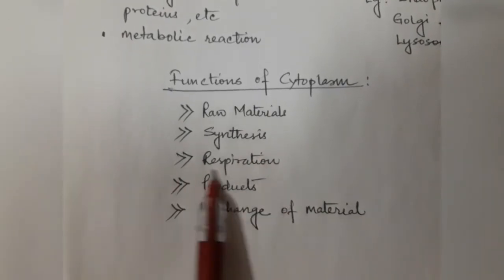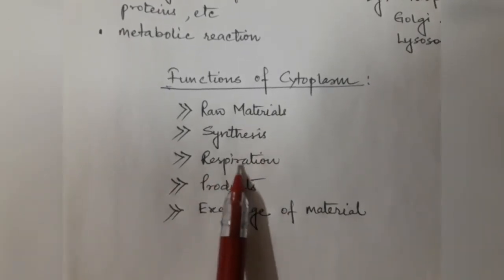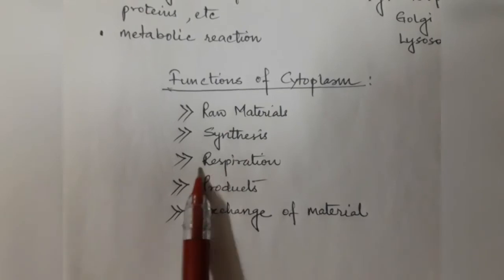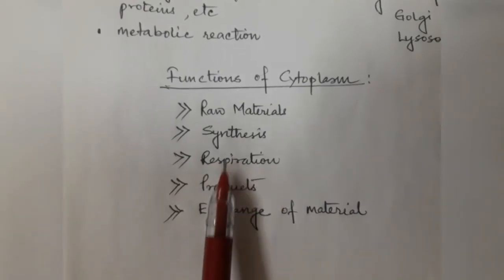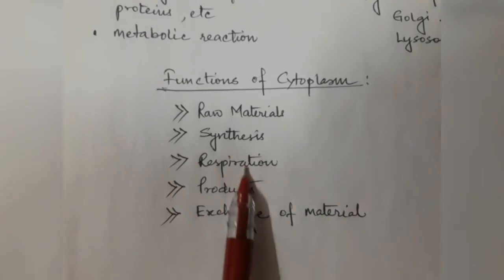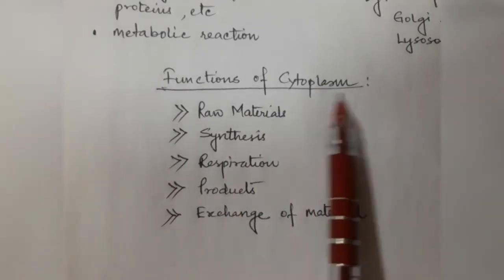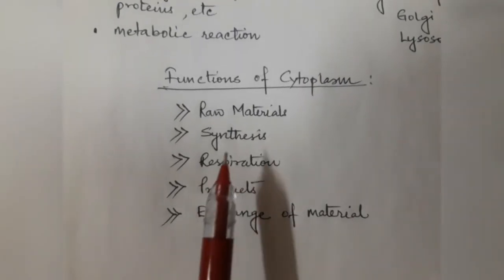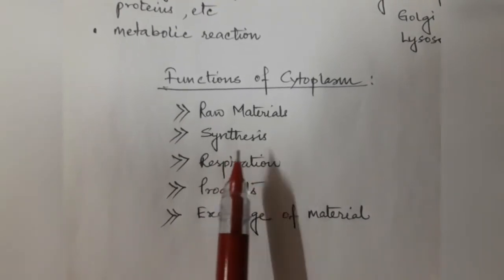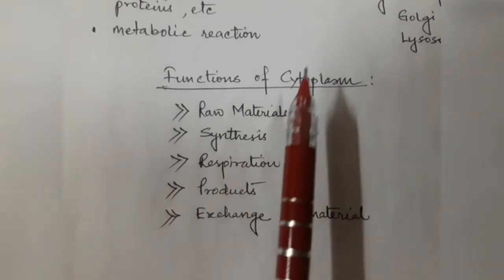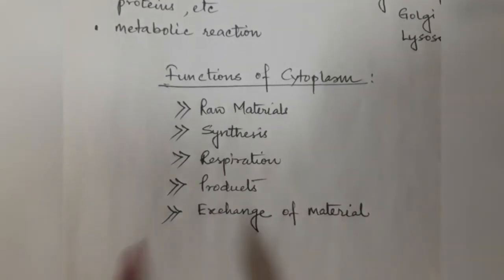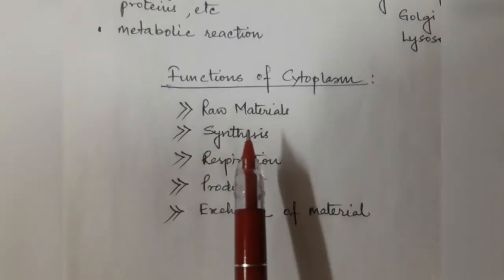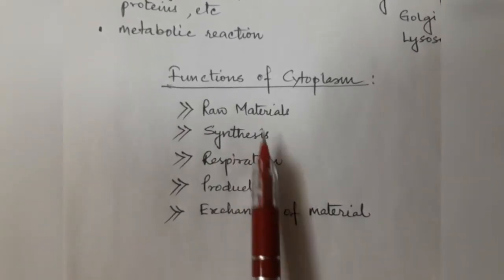Coming to the part of respiration. We know respiration means a breakdown of glucose molecule to liberate energy, right? So the biochemical reaction of respiration, a part of it, takes place in the cytoplasmic matrix. A part of it, not the entire respiration, only a part of that respiration takes place within the cytoplasmic matrix, right?